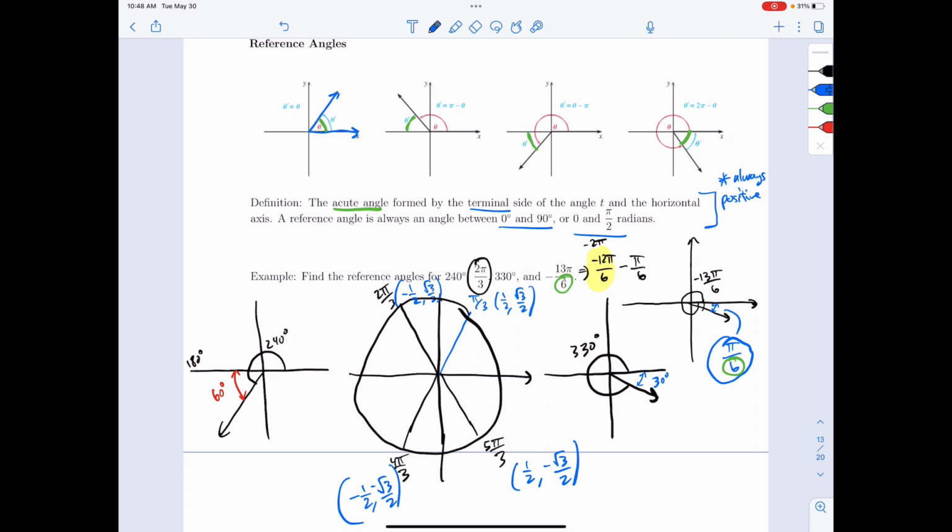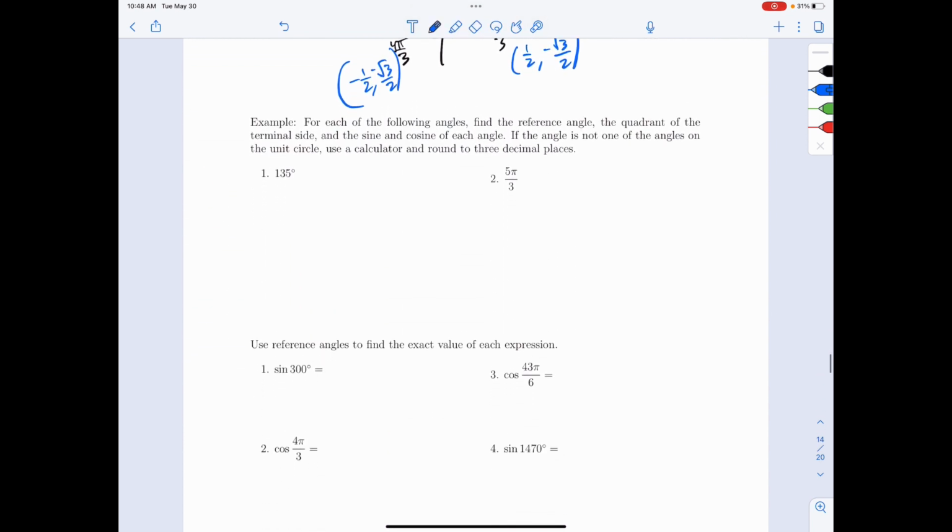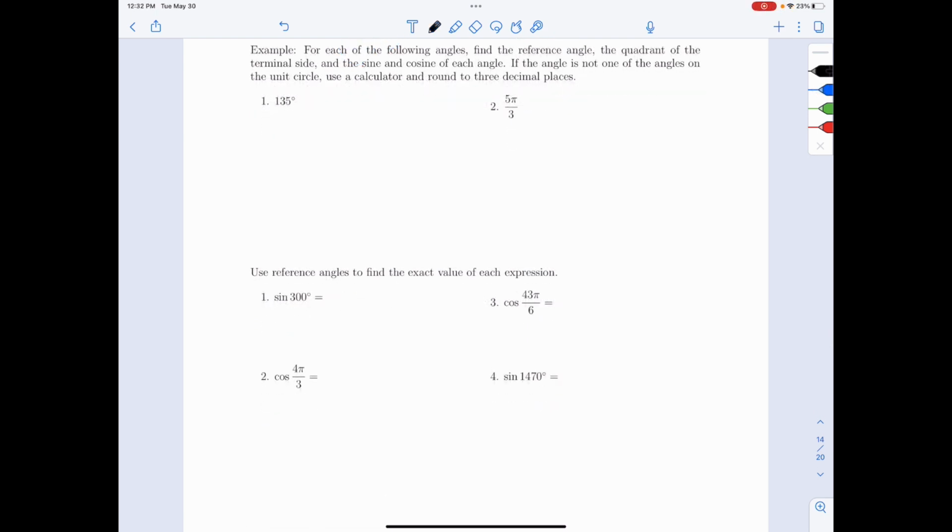And so this is how we can use reference angles. If we know what the reference angle is, we can use the coordinates from the first quadrant to find the coordinates of these other corresponding angles. All right, and then let's do a couple examples here. This first example says, for each of the following angles, find the reference angle, the quadrant of the terminal side of the angle, and then the sine and cosine of each angle. If the angle is not one of the angles on the unit circle, use a calculator. Both of these angles are on the unit circle, so we can do this using the unit circle.